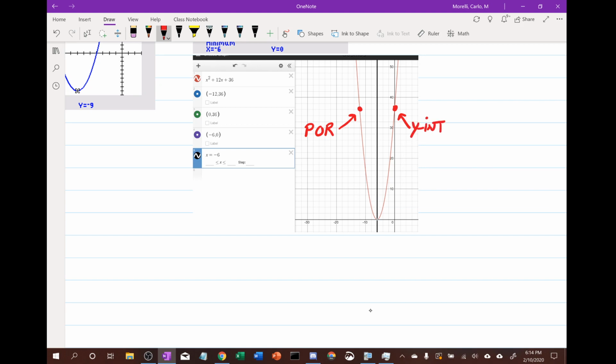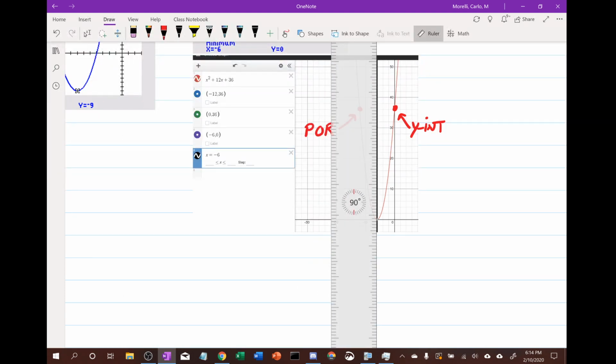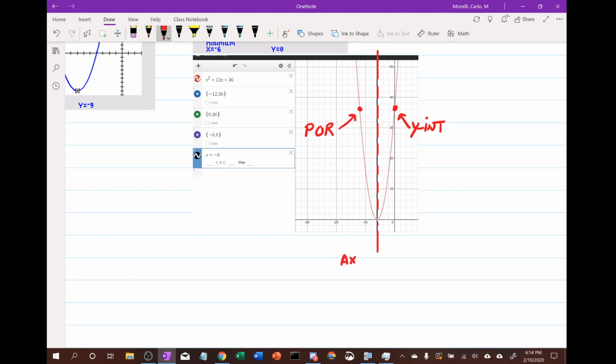So you have to understand there's this symmetry that's happening right here, halfway through the graph. This is called the axis of symmetry. It's kind of like the line that would split you in half lengthwise. So that's x equal to the x-coordinate of the vertex, which is -6.